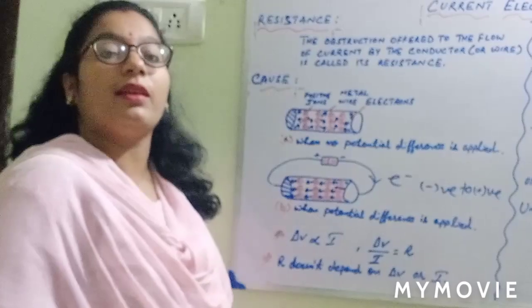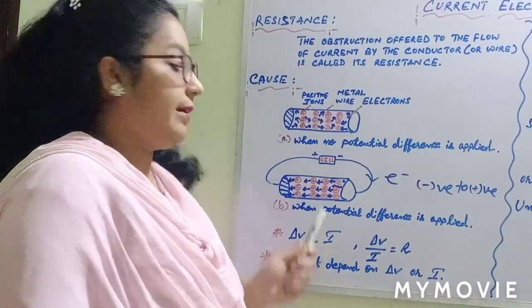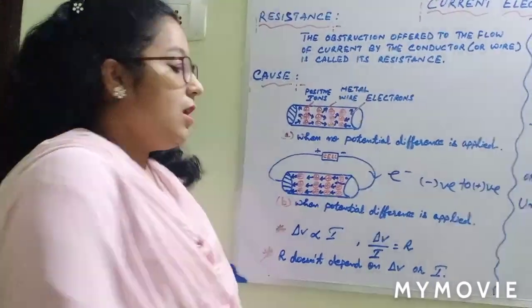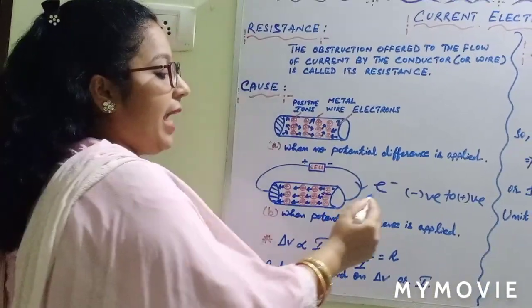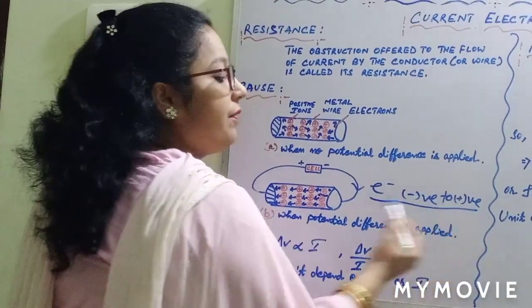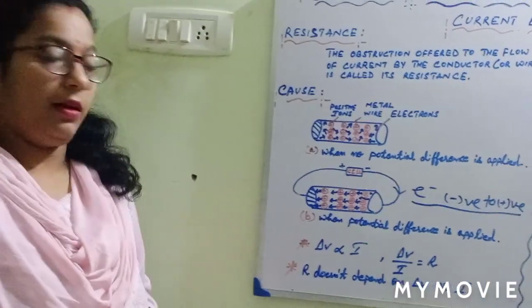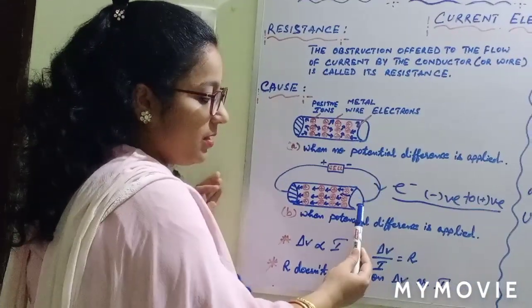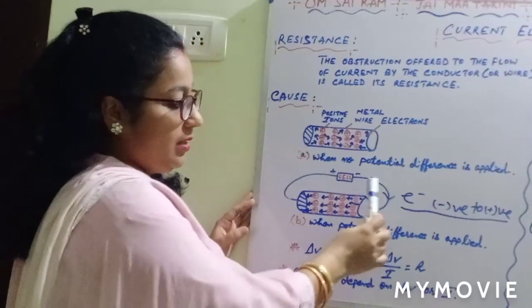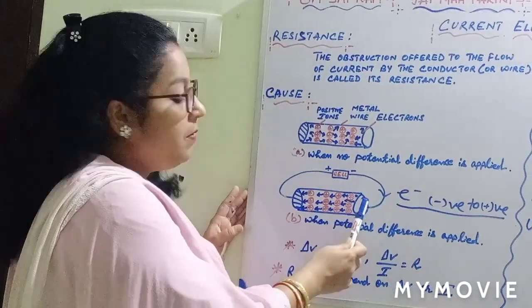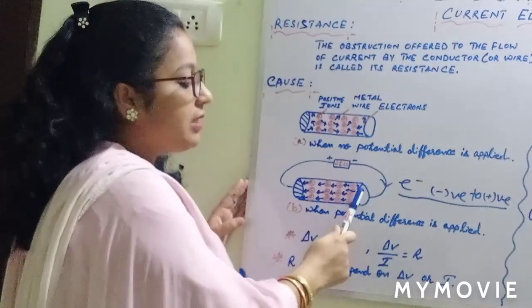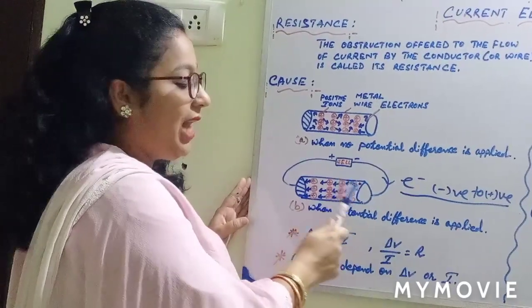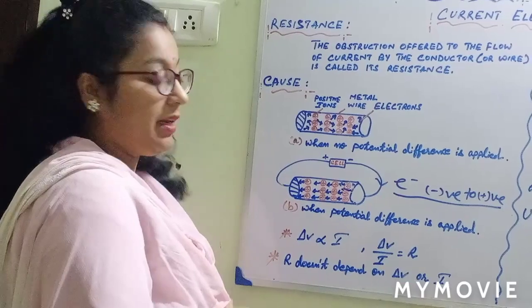So what happens when there is a current flow, or we have connected this conductor to a potential difference? It will experience a force, and the electrons start moving from the negative to the positive terminal of the battery. Once the electrons start moving, what will happen? These electrons, while moving, will collide with the positive ions that are placed over here.